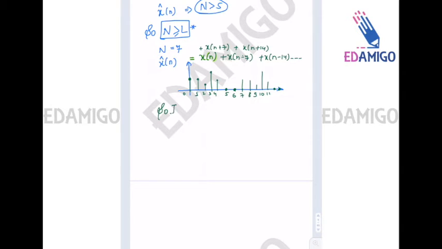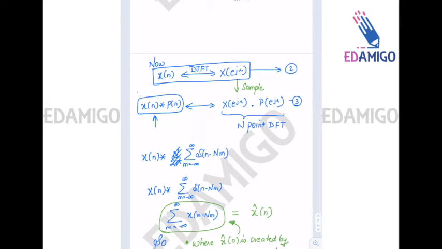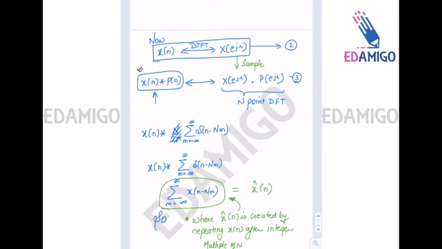So I can say that x cap n is discrete but periodic with period capital N. Okay, so a very important conclusion is that, so I'm concluding from here. I'm just continuing from here, so I will just copy this equation.